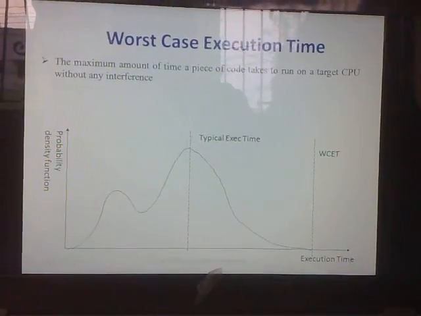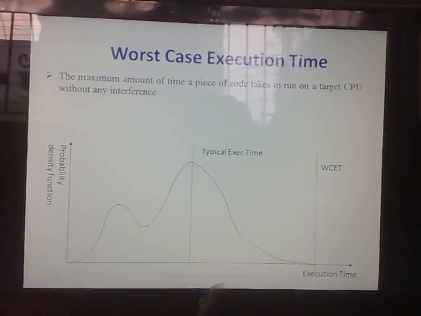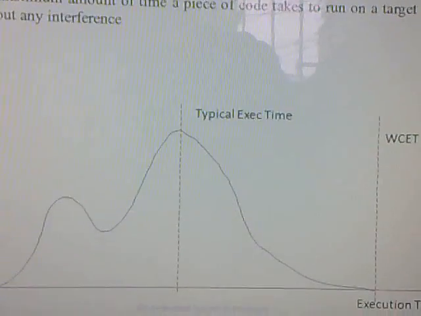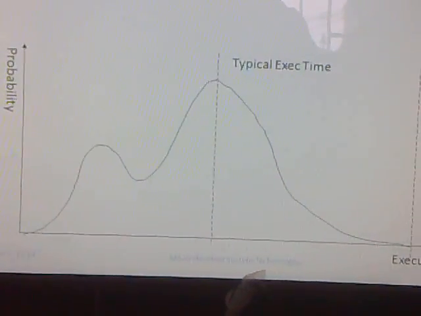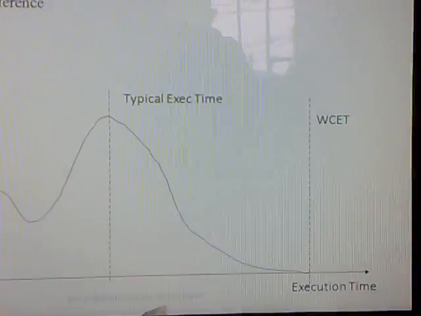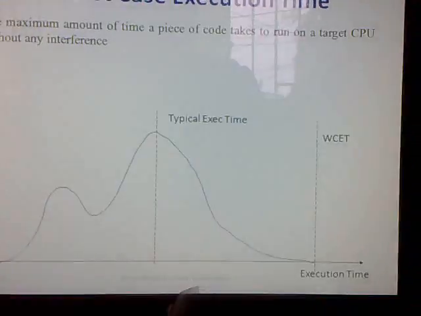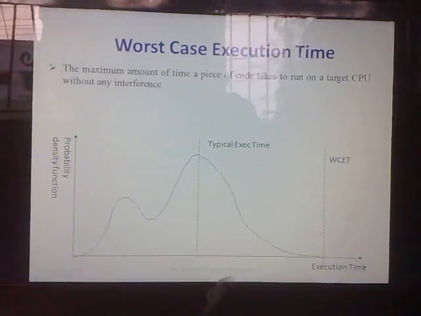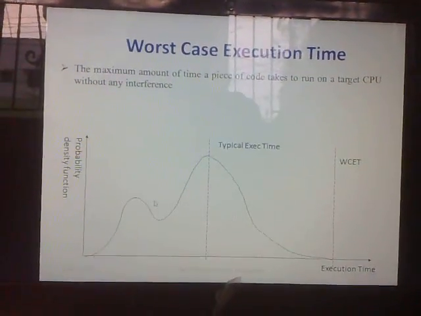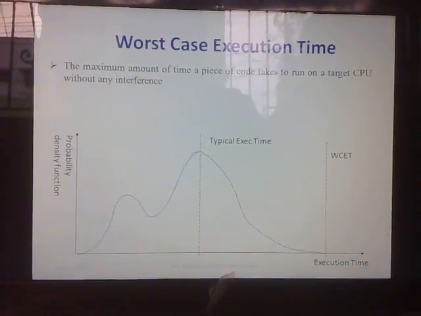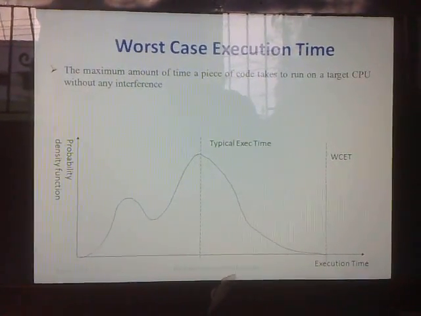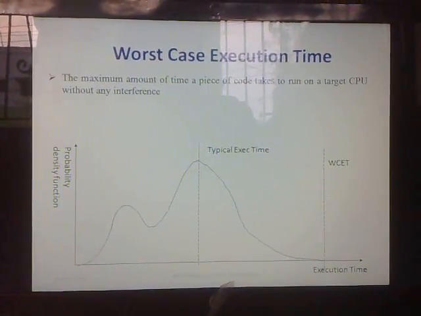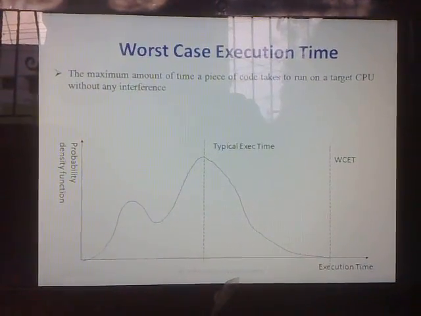This is a diagram for worst case execution time. On the y-axis we have PDF, and on the x-axis we have execution time. The typical execution time is shown on the left side of the graph. We don't have any confusion or any problem in those cases. But in the worst case, the PDF becomes 0. So it's a problem for us, and to rectify that, I am doing this project.